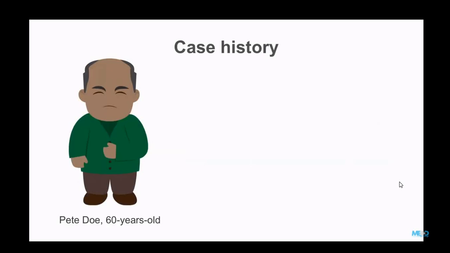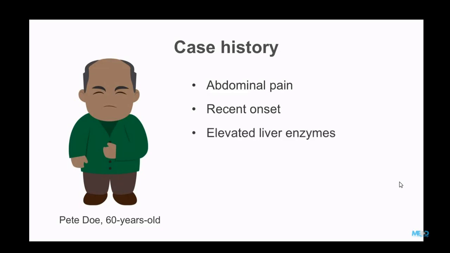Our second patient is Pete. He suffers from abdominal pain of recent onset. In the lab report, we can already see elevated liver enzymes. Pete received a lung transplant 8 years ago.